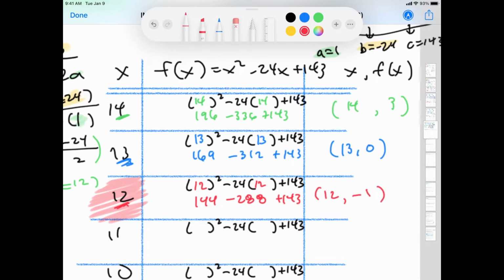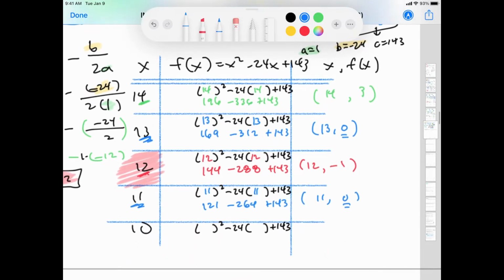Okay, remember the color-coded system here. What did you think the answer is going to be? Can you predict it? I think because the blue is above, it should be 0. Let's see if that is our answer. Let's put in 11. 11 squared is 121. Negative 24 times 11 is negative 264. I'm going to add that to 121 and add 143. And the answer is 0. Do you see the benefit of picking the axis of symmetry here?